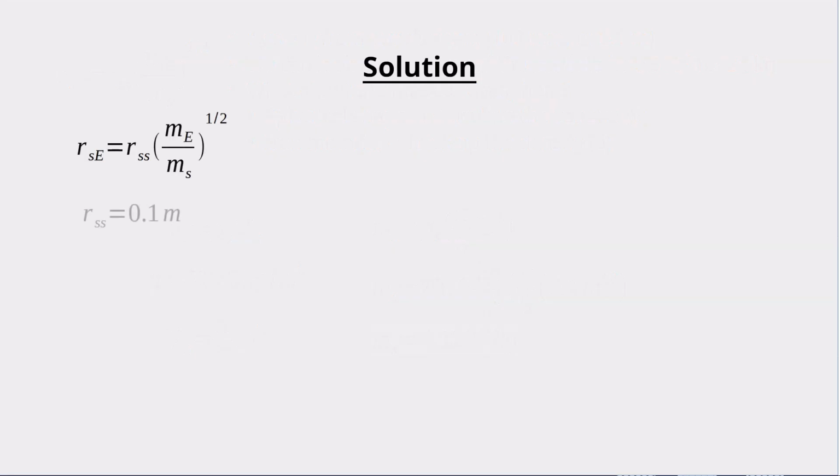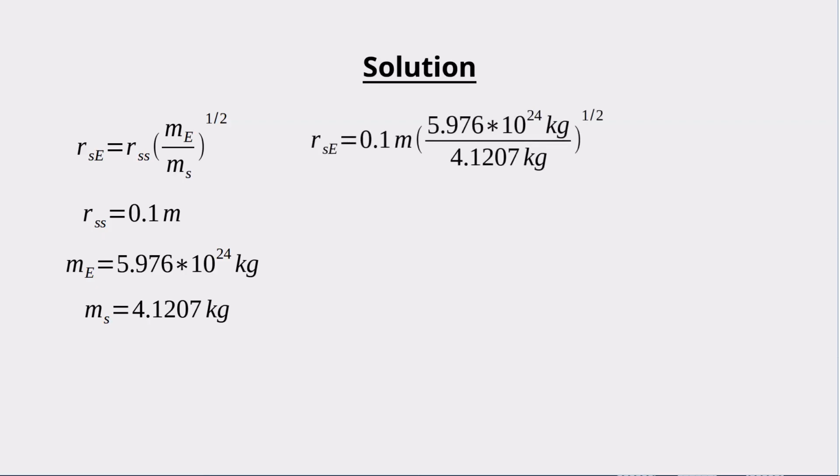The distance between spheres is 0.1 meters. The Earth mass is 6 times 10 to the 24 kilograms. And the small mass is this value. Substituting in values and calculating, we can see that the distance is about 1.2 times 10 to the 11 meters, or about 120 million kilometers.